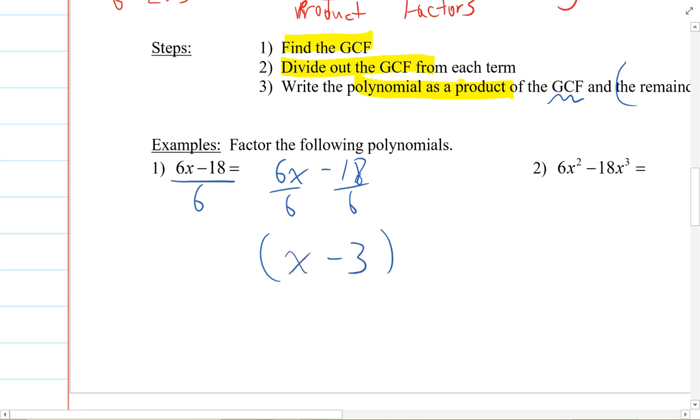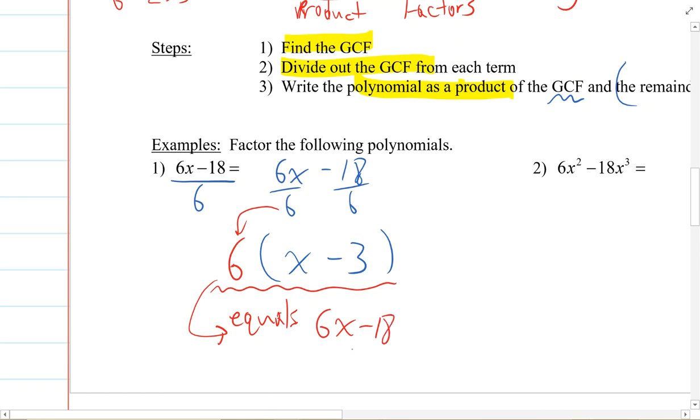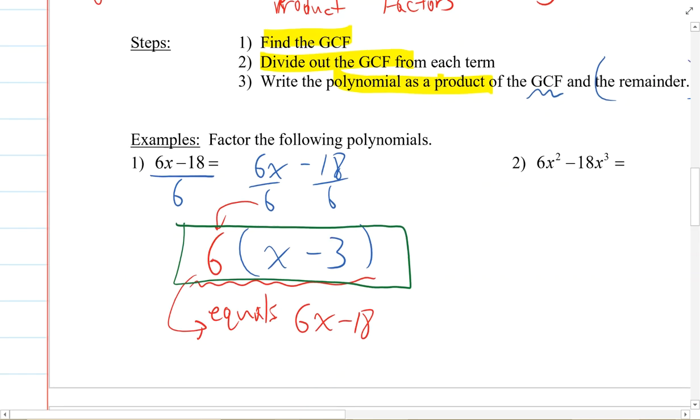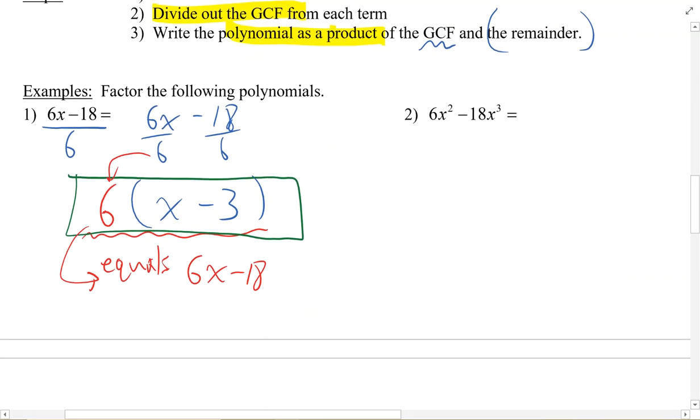And that would be fine for yesterday's work, but then what you've got to do is remember to write your GCF in front. So now what we have is a multiplication statement, and this equals what? If you multiplied it, it would equal 6x minus 18. And that's exactly what we started with. So you've got to understand that our answer is 6 bracket x minus 3 bracket. That answer equals 6x minus 18. It equals what we started with.